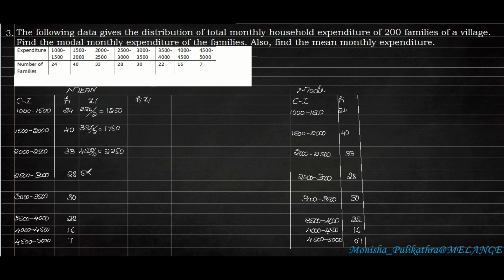So next 5500 divided by 2, which will become 2750. Next 6500 divided by 2, which will become 3250. So next is 7500 divided by 2, that will become 3750. So next one is 8500 divided by 2, which is 4250. And the last midpoint is 9500, that is 5000 plus 4500 is 9500 divided by 2, which is equal to 4750. So these are the midpoints.